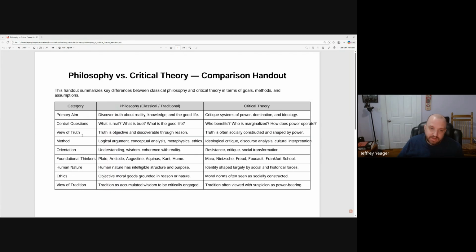Method, oftentimes in philosophy, is logic, conceptual analysis, metaphysics, and ethics. The method of theory is ideological critique, discourse analysis, and cultural interpretation. Slightly different methods as far as how you approach it, how you approach asking these questions. The goal of philosophy oftentimes is knowledge for its own sake. I want to learn knowledge just for the sake of knowing.